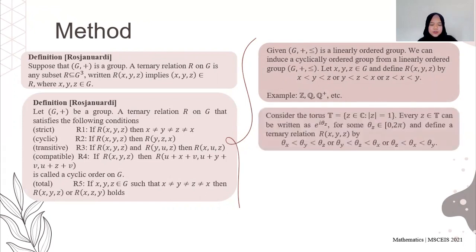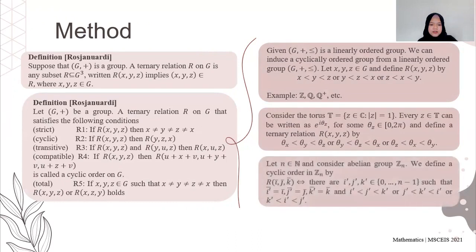Next, consider the group torus. Torus is a multiplicative group. We define a ternary relation R on torus like this. Then R is a cyclic order on torus, and torus is a cyclically ordered abelian group. The next is the group Zn. We define a cyclic order on Zn like this. Then the finite group Zn is a cyclically ordered abelian group.